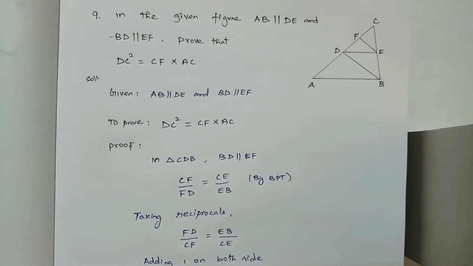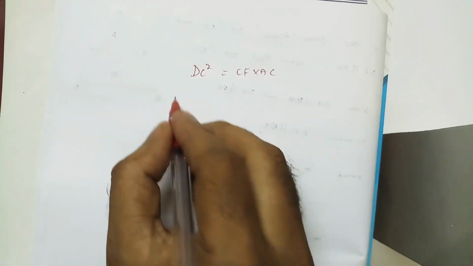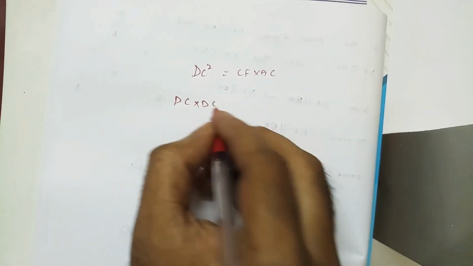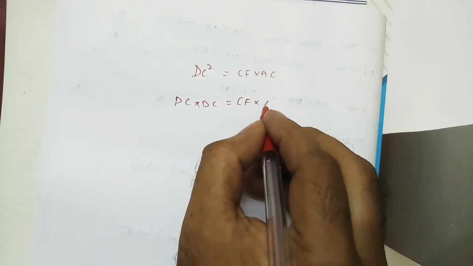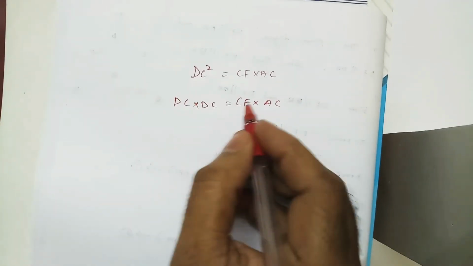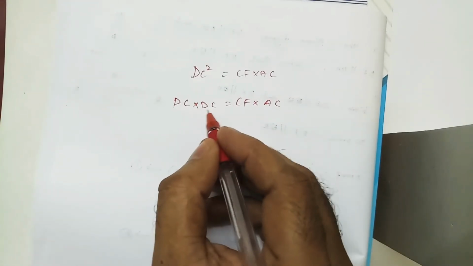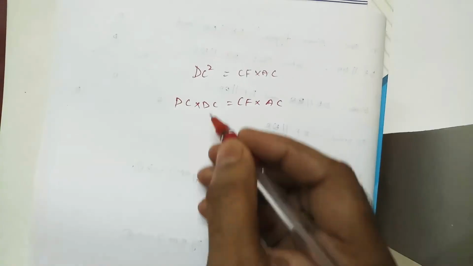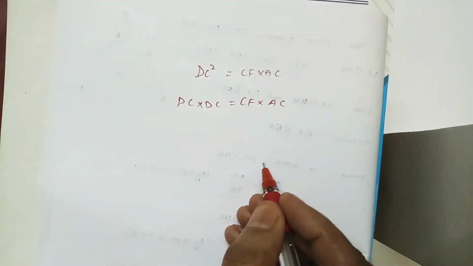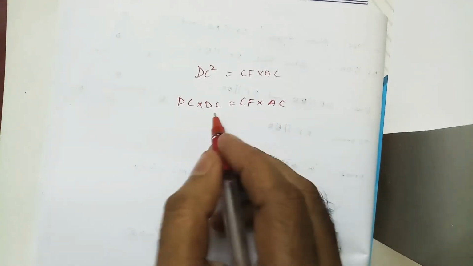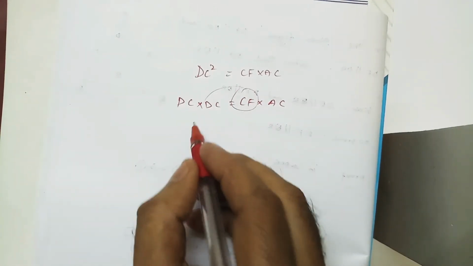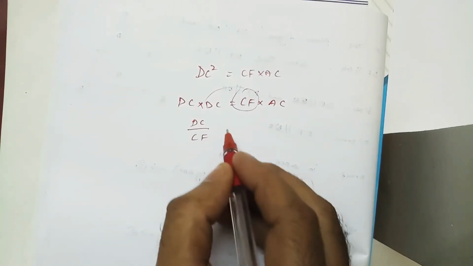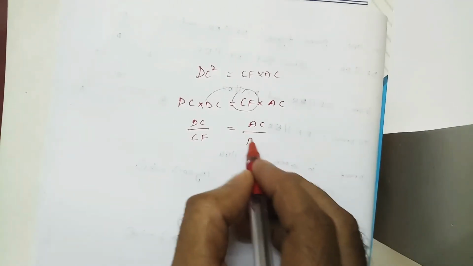This is very easy, but you have to analyze how we are going to prove it. DC square we can write as DC into DC is equal to CF into AC. We have terms being multiplied. When it is in the form of a fraction and we take terms across LHS and RHS, it becomes multiply. I'm bringing the CF to the LHS. So DC by CF is equal to AC by DC.